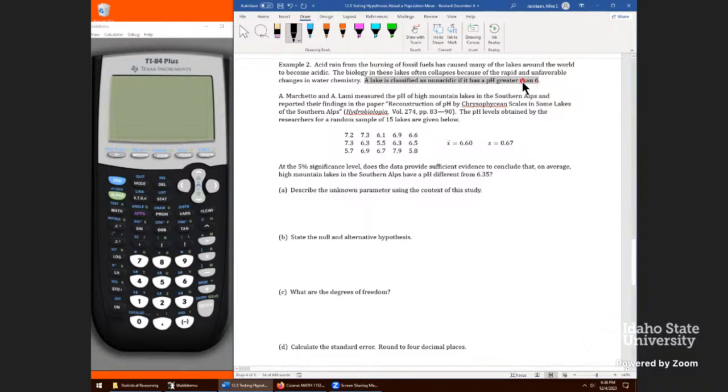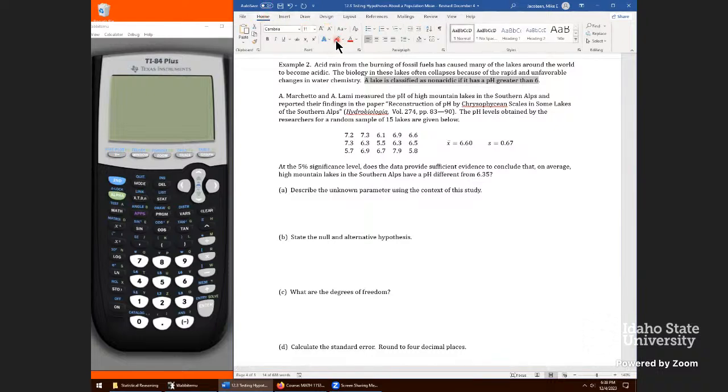That looks important, so let's highlight that right there. Like in the other problem, it's not a guarantee that we have a hypothesized mean from here, but we should definitely start looking, so that's highlight worthy.